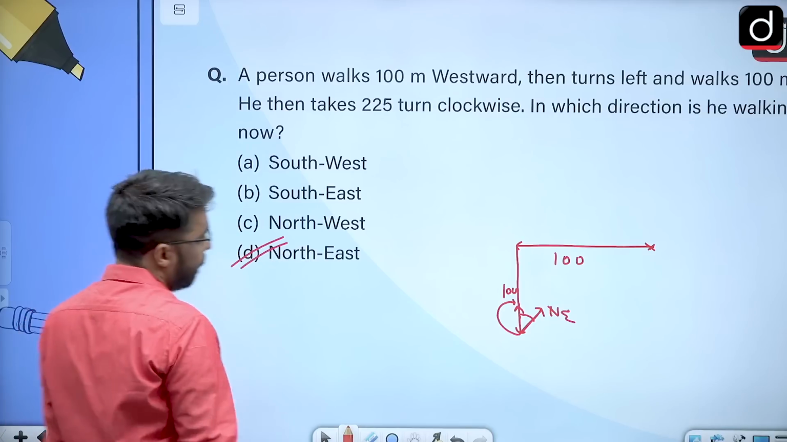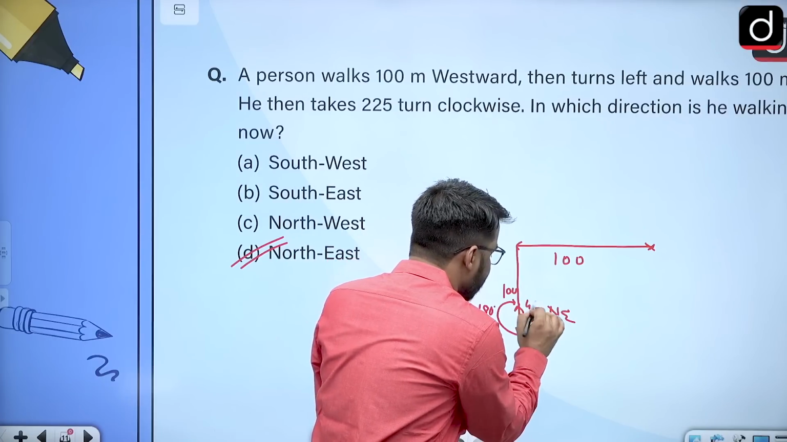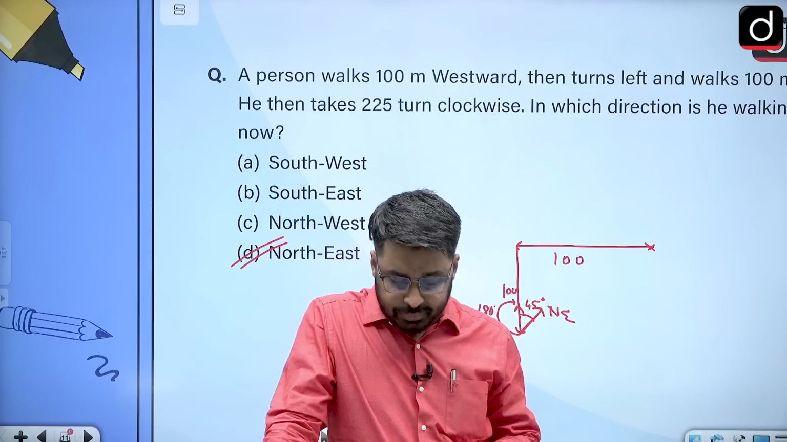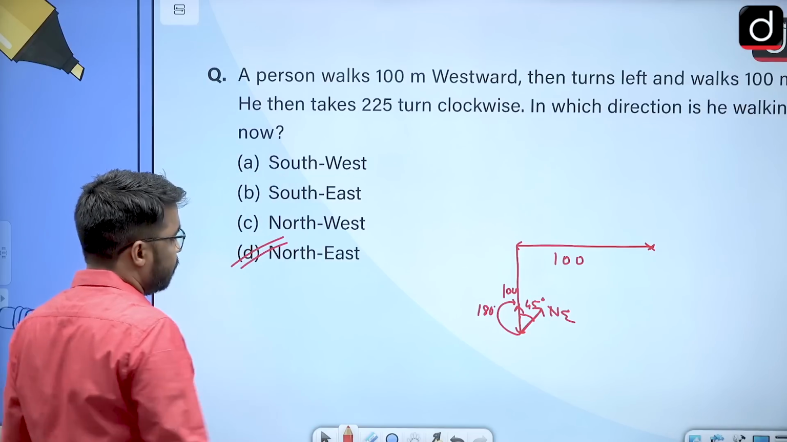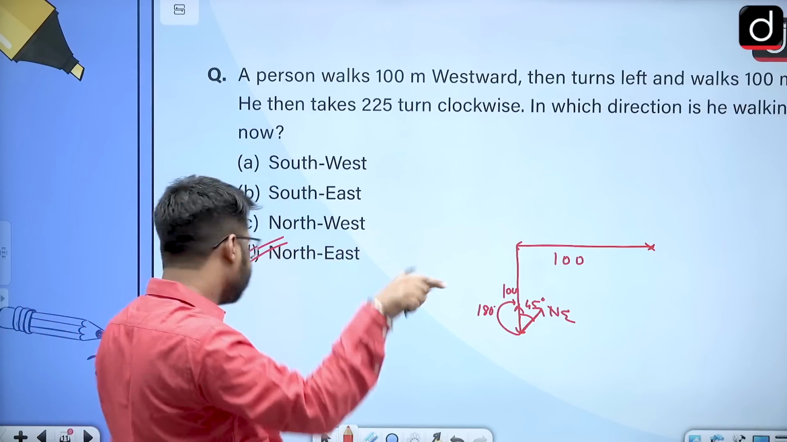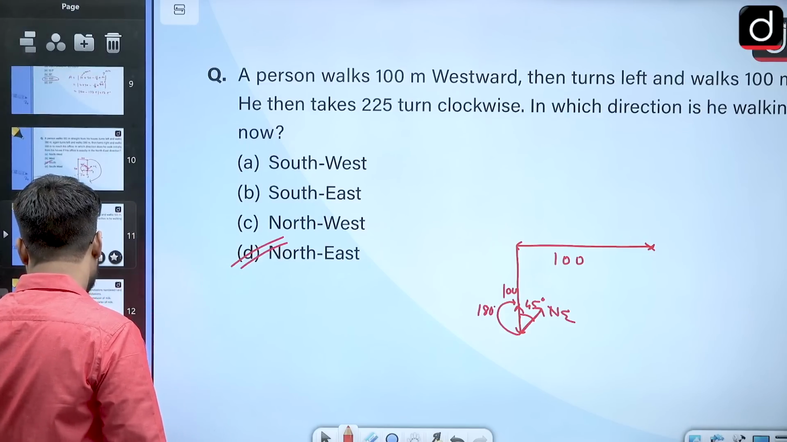Sir, northeast. From this point, a 225 degree turn. This is 180 degrees and this will be 45 more. From south, taking a 180 degree turn, it will be north. And from north, 45 more, it will be northeast. Right, because we are turning clockwise, right? It will become northeast.